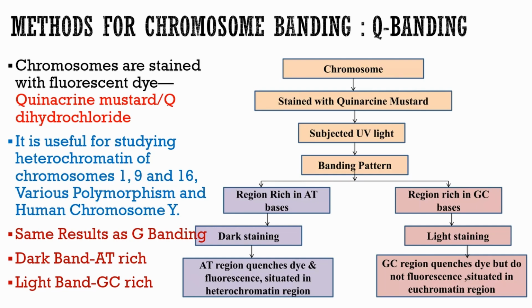The other method for chromosome banding is Q banding. The chromosomes are stained with a fluorescent dye known as quinacrine mustard or quinacrine dihydrochloride dye. It is useful for studying heterochromatin of chromosomes 1, 9, and 16, various polymorphisms, and the human Y chromosome. The same results can be obtained as in G banding. Here we have dark bands that are adenine and thymine rich and light bands that are guanine and cytosine rich.